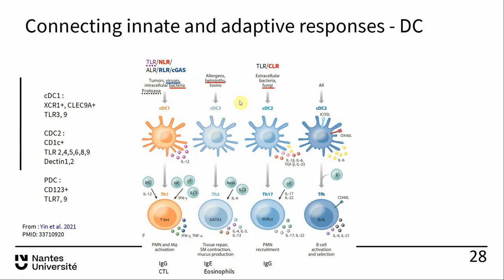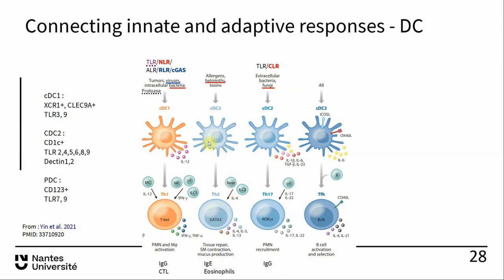Conventional DC2 will be detecting helminths, fungi, and if fungi and extracellular bacteria activate conventional DC2, these cells will secrete IL-1 beta, IL-6, IL-23. That's going to give you a Th17 response. For the cDC2 that activate a Th2 response, it's not really clear if they secrete some specific molecule which will be directing differentiation of T cells to Th2. So it's more like the overall environment, with IL-4 being secreted by other types of cells.